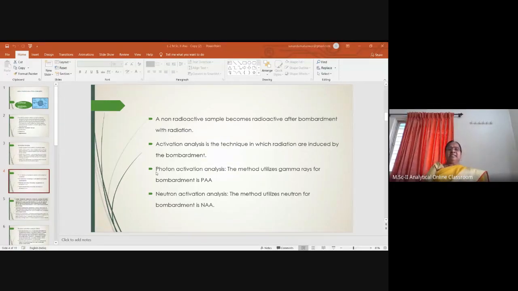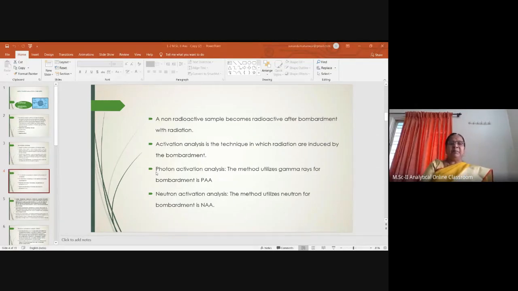Photon activation analysis means this method utilizes the gamma rays for the bombardment. आताच आपण पाहिलं की in the gamma rays there are small packets of energy, and each packet is known as photon. Means we bombard the photons of gamma rays on the sample under investigation, and that type of analysis is known as the photon activation analysis. In short form, it is denoted by PAA. P for photon, A for activation, and another A for analysis.